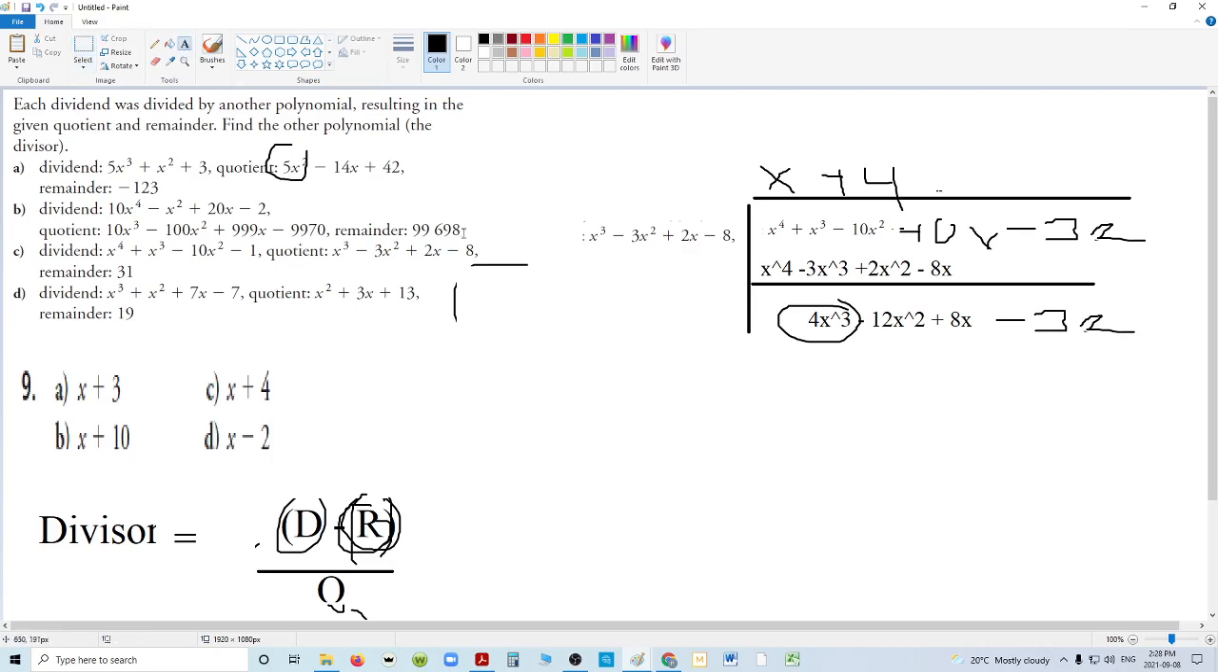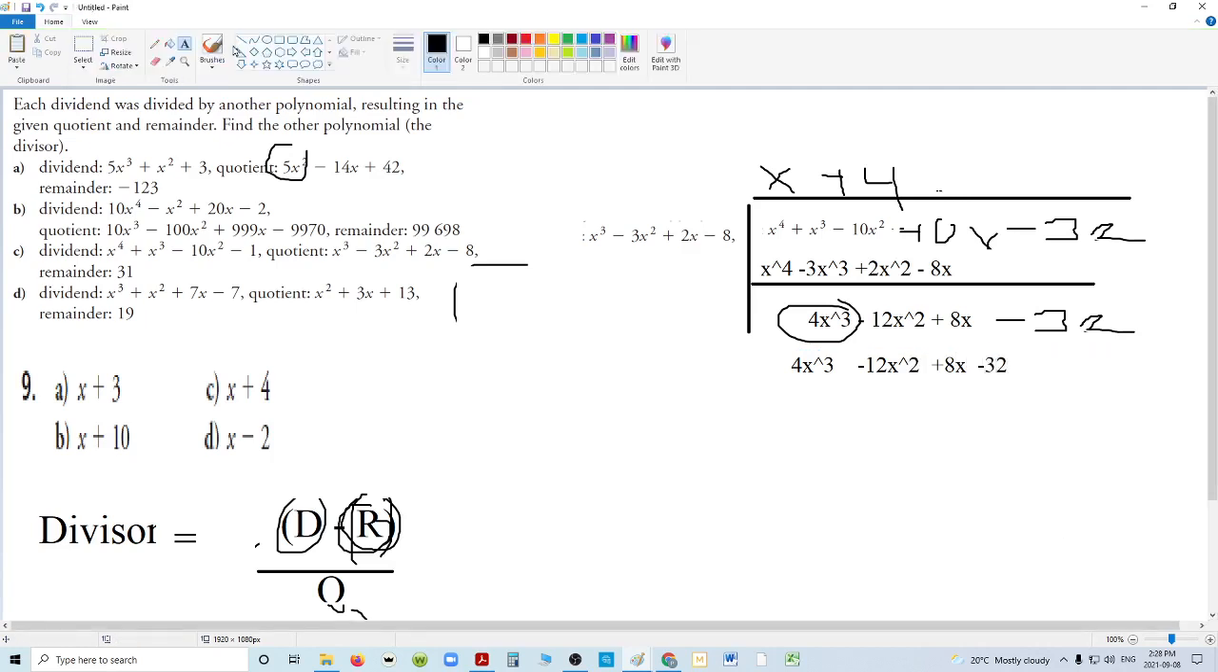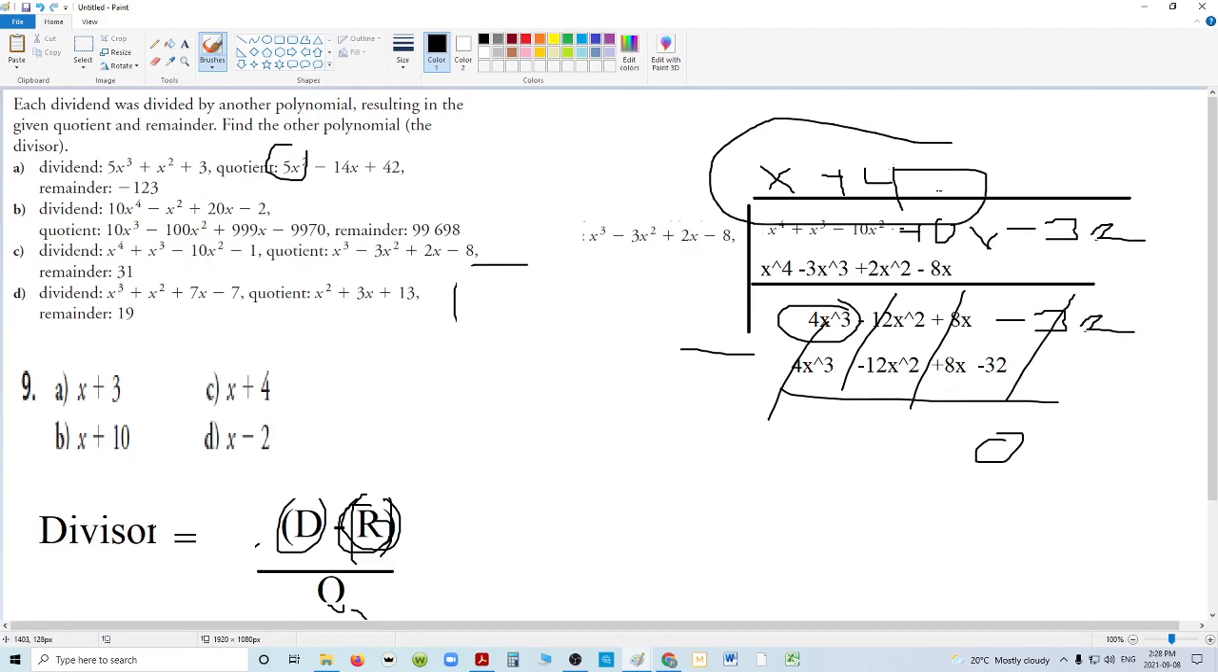If I multiply 4 times my divisor on the left, I get 4x cubed, exactly what I want, minus 12x squared, exactly what I want, plus 8x, exactly what I want. See how it's matching everything up above it? Minus 32. And when I subtract all those, they cancel out, and I get 0. So you can see this formula works very well, so long as these are the exact quotients and rules. So x plus 4 is the divisor.